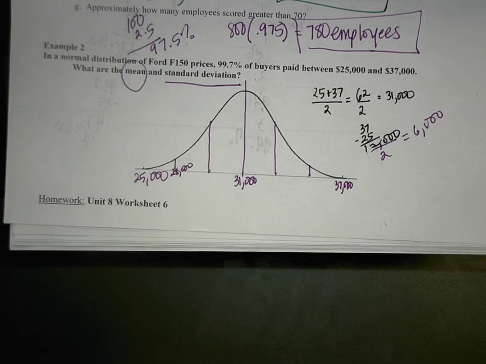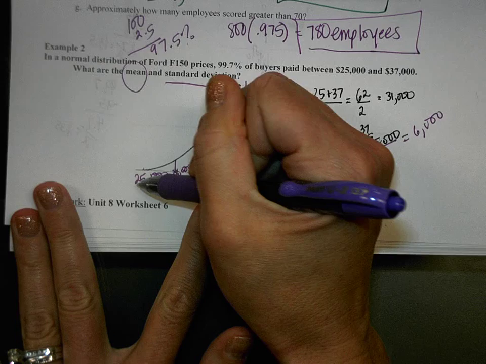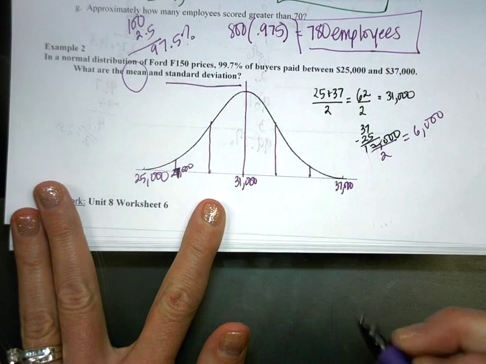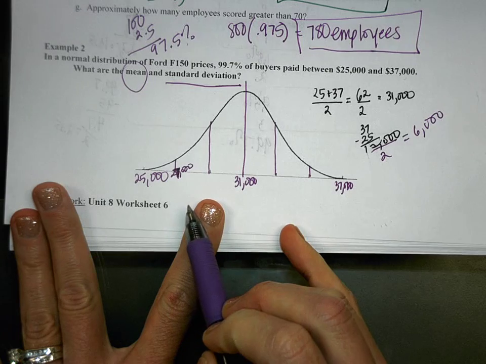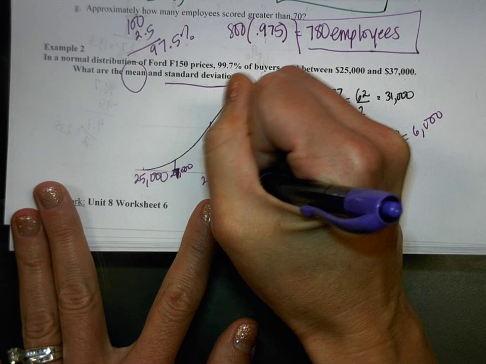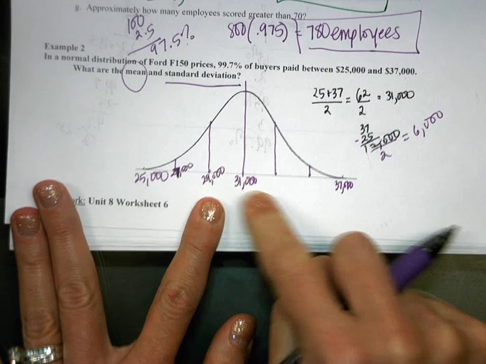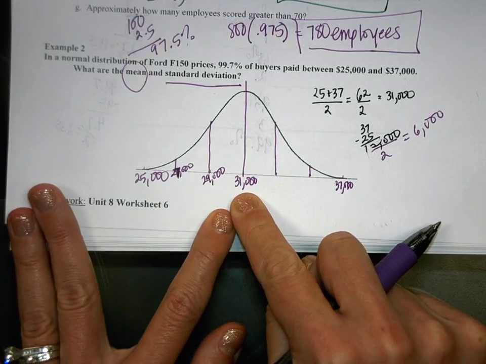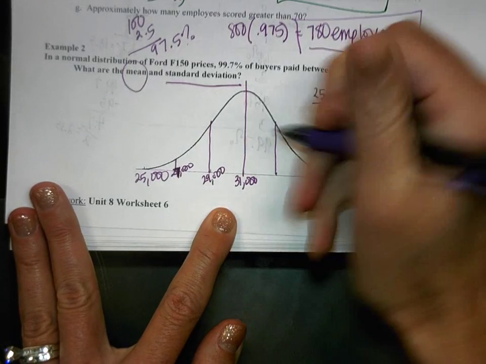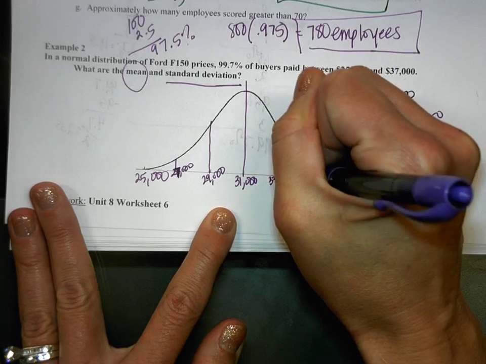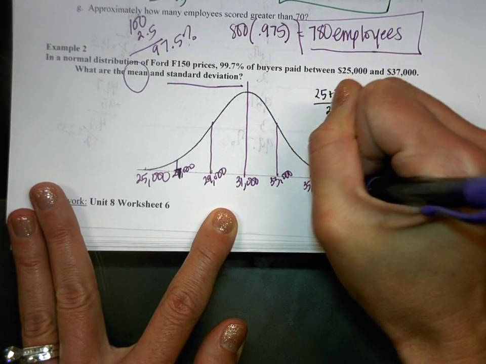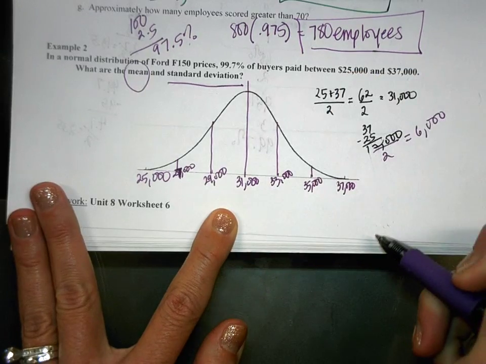Okay, what should we add? 2,000. Okay, so 25 plus 2 is how much? 27. 27 plus 2,000 gives me 29,000. 29 plus 2 gives me 31. Still another check, right? 31 plus 2 gives me 33,000. 33 plus 2 gives me 35. And 35 plus 2 gives me 37.